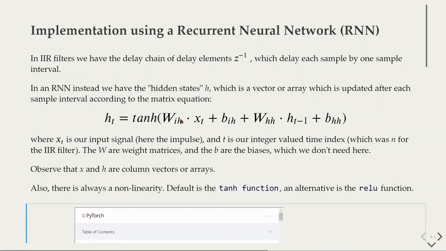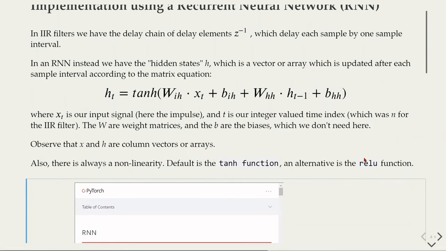Then we have W, that are weight matrices. We have these coefficients b, which are the biases, and we will not use them. We don't need them for our purpose. Observe that x and h, they are column vectors or arrays. And also we have the non-linearity. By default it is the tanh function, but as an alternative, the ReLU function can also be used.